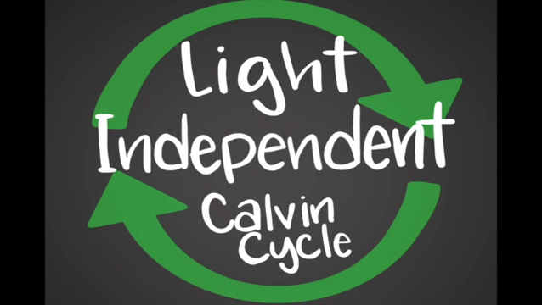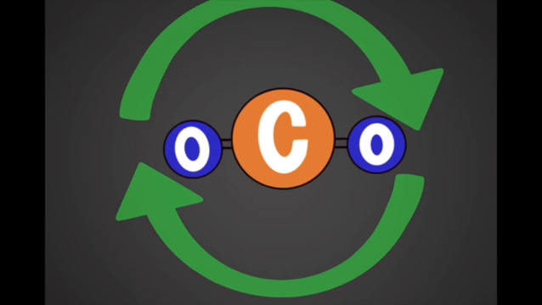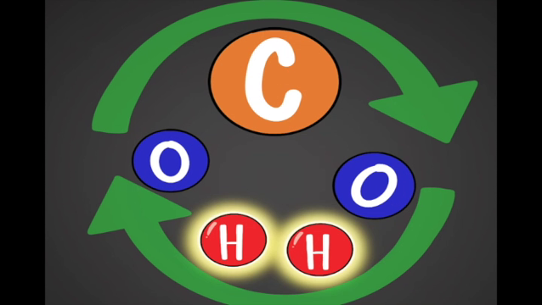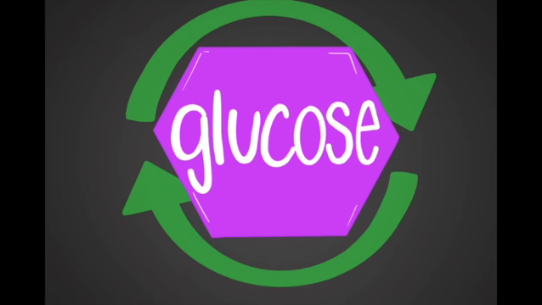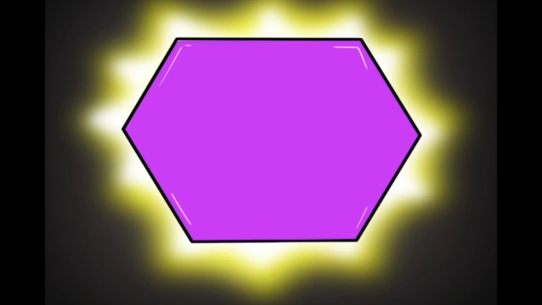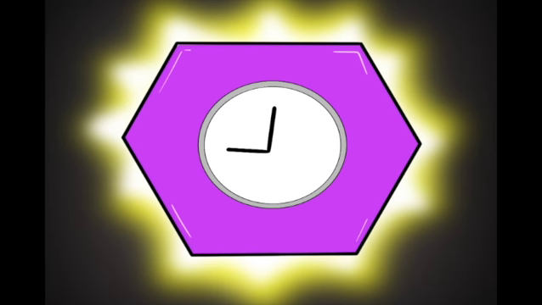Independent, which means it does not need light to happen. Now in this step, carbon dioxide comes in from the air and it is broken apart and combined with the hydrogens from the first step to make C6H12O6, also known as glucose. Now remember, those hydrogens were carrying energy from the sun, and that energy is now inside of this glucose. And glucose, since it's a carbohydrate, that means it is short-term energy.